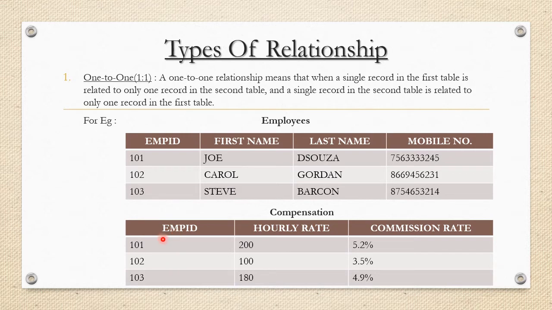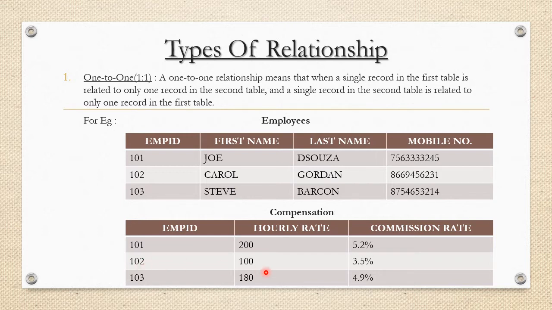Now all these employees are getting compensation as per this. For 101, the hourly rate is 200, means he gets 200 for 1 hour. When he works for 1 hour, how much compensation is he going to get? 200 rupees. Plus there is a commission rate. Some commission he is also getting, that is 5.2%.